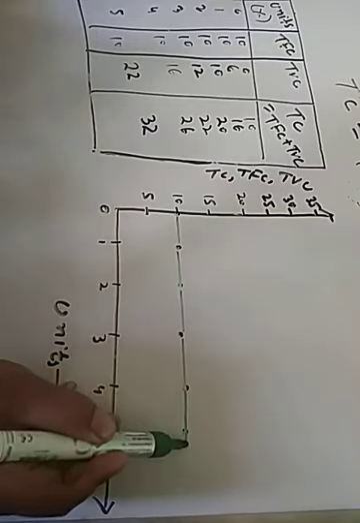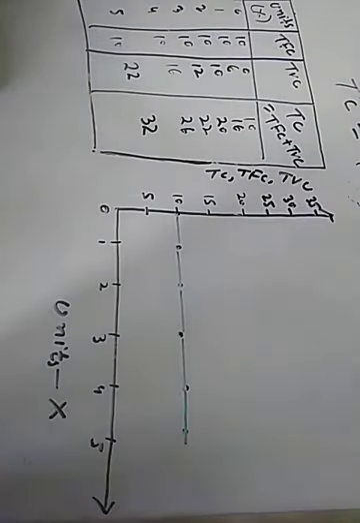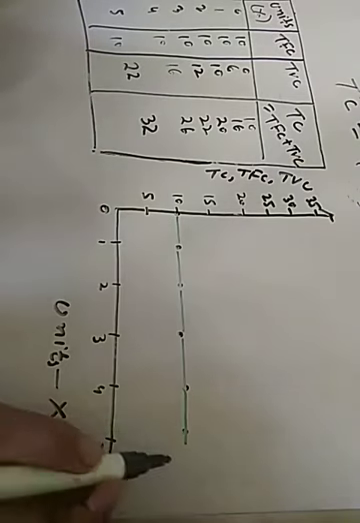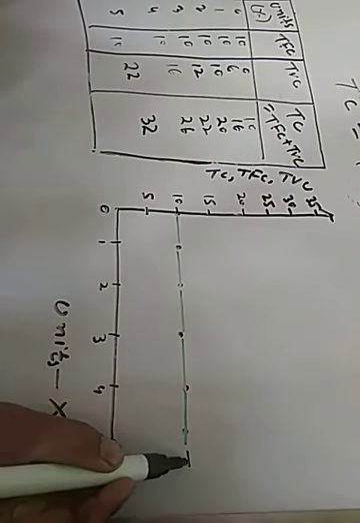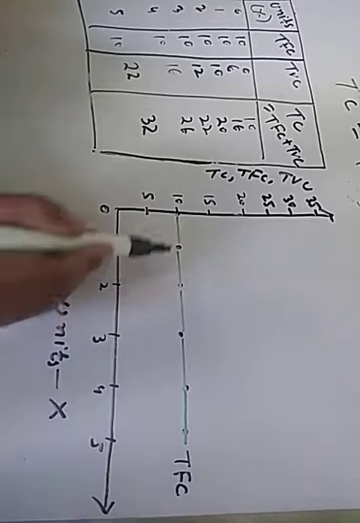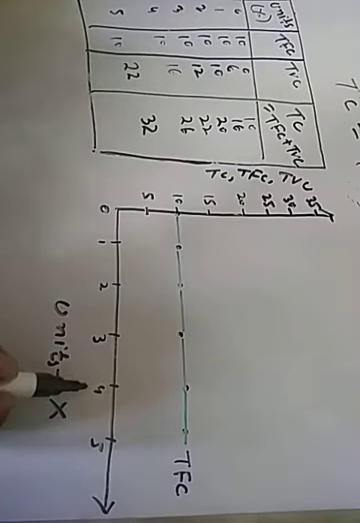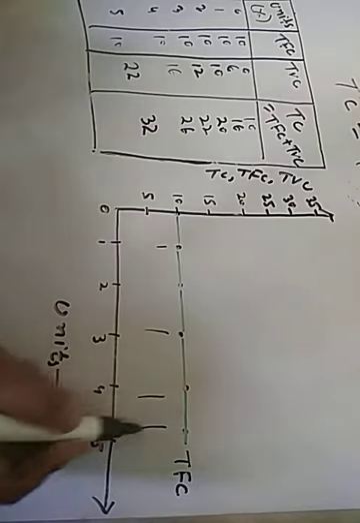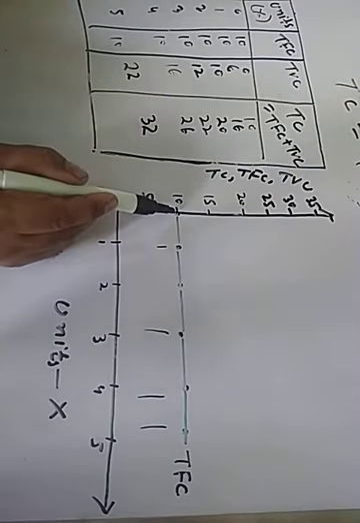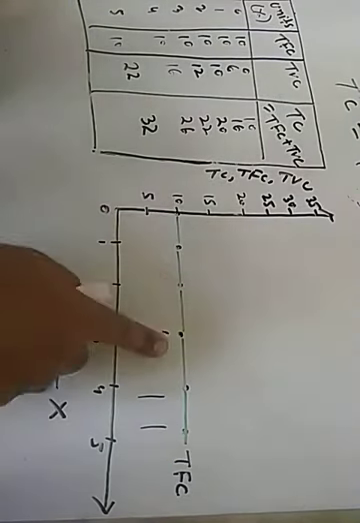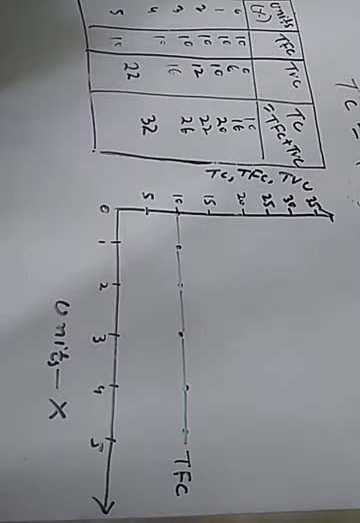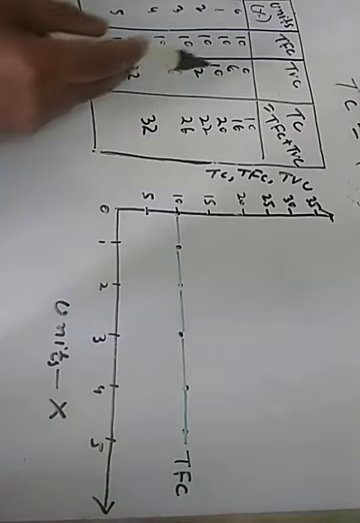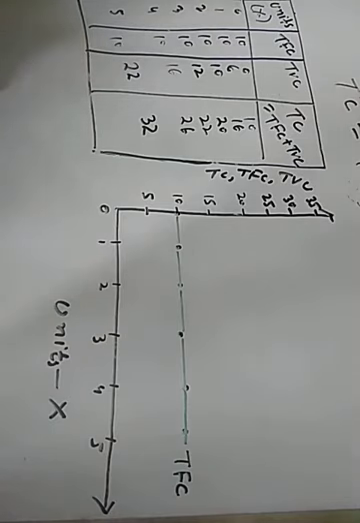I have already explained to you in my previous lecture the total fixed cost, which is parallel to the x-axis, showing different levels of output but the same value of fixed cost. Now we will draw the total variable cost curve based on these values.